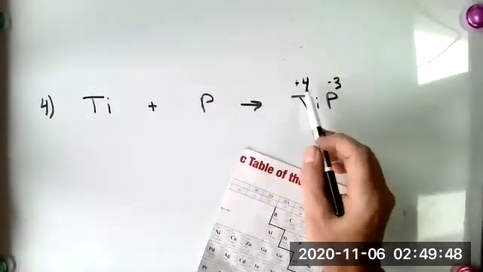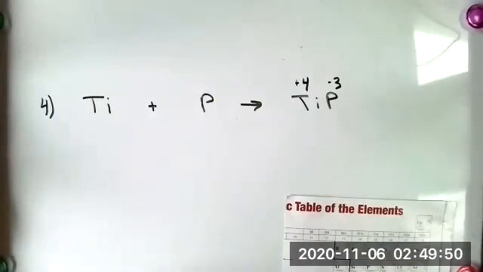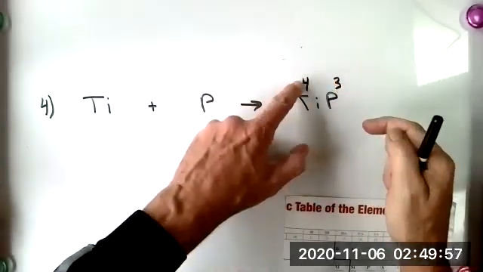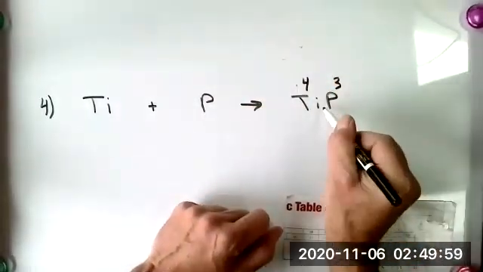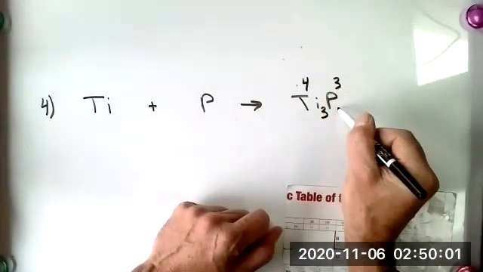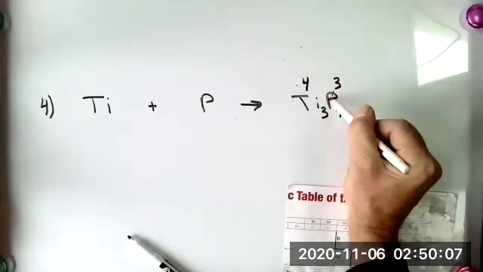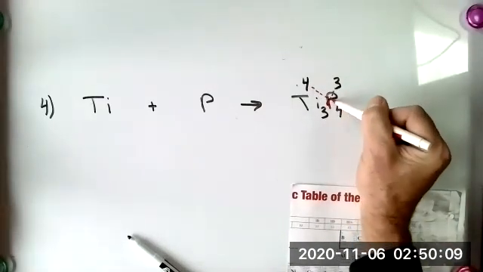I need these to add up to 0. Well, to do that, I'm going to quickly drop and cross. I'm going to drop the signs, cross the numbers. You're done. I just crossed them. That's all I did.